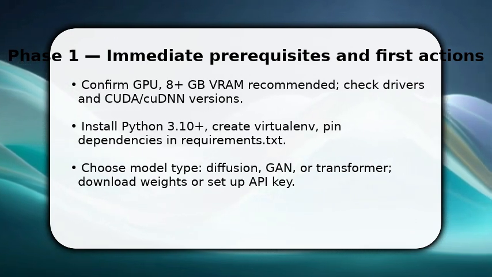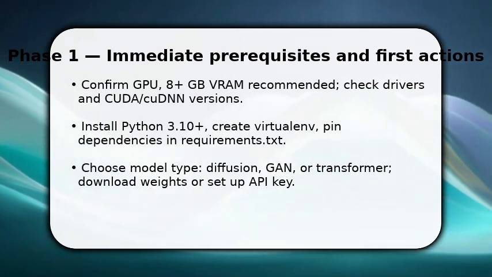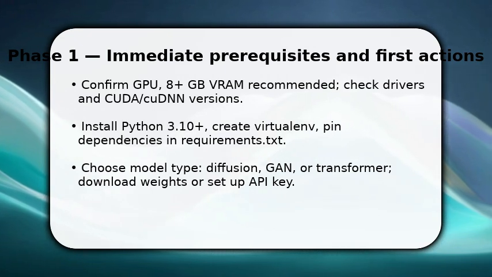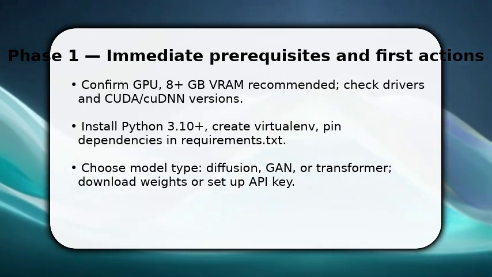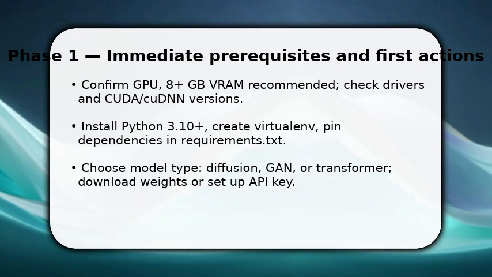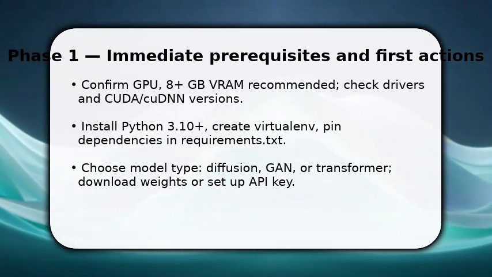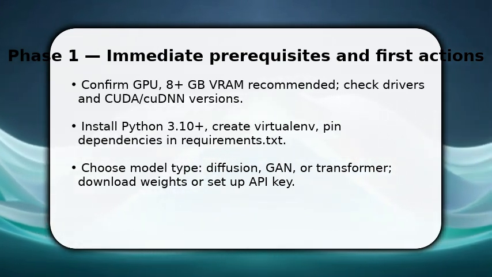Then decide model family, diffusion, GAN, or transformer, because that choice shapes training data format and inference code. Once done, obtain model weights or an API key, and prepare a small test dataset to validate the pipeline immediately.